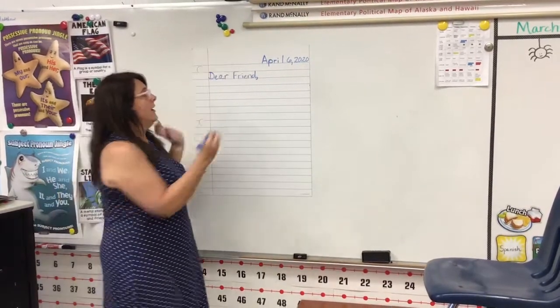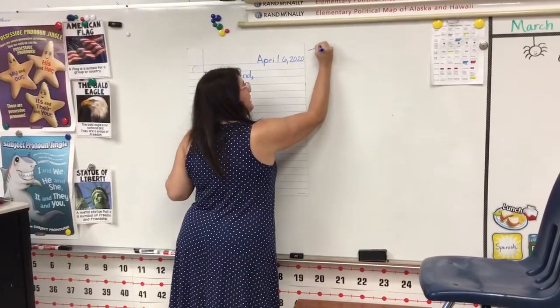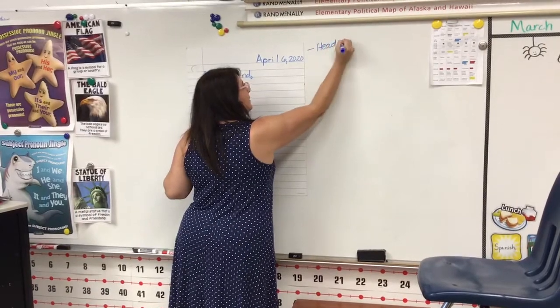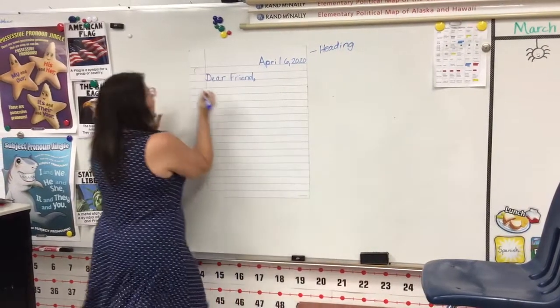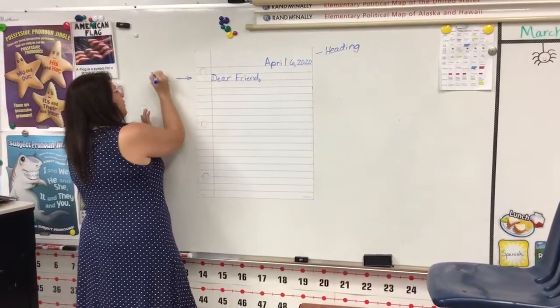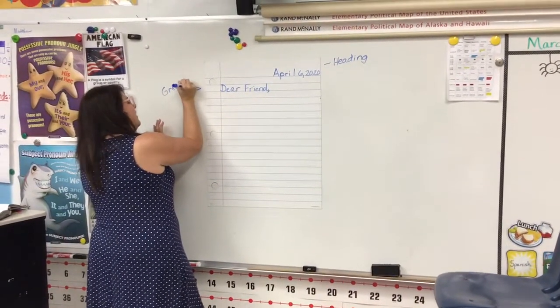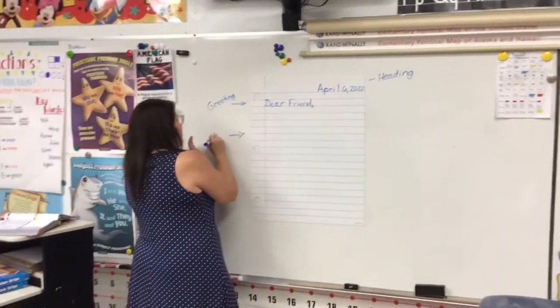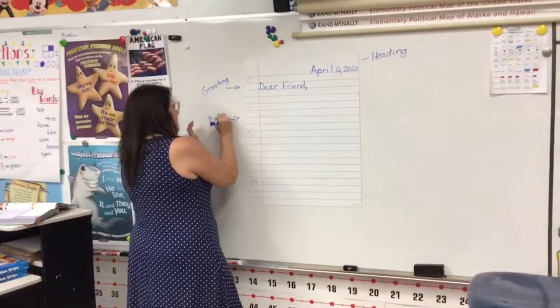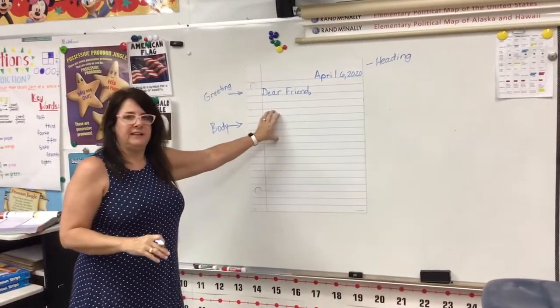So we have our heading here. You don't have to write this down. We have right here our greeting. And then the next step is going to be the body. That is what you want to say in your friendly letter.